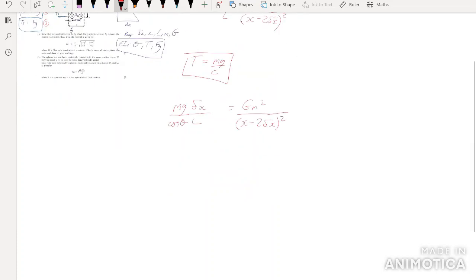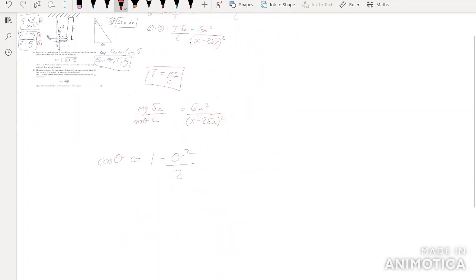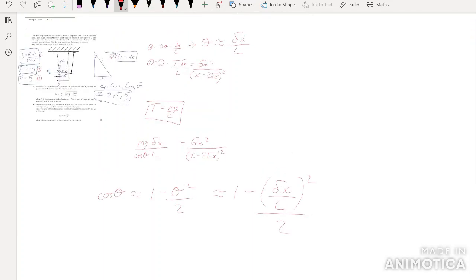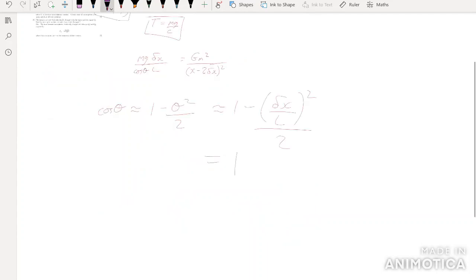Okay, and cos theta, well, theta is small, so cos theta is roughly equal to 1 minus theta squared over 2. But if theta is delta x over L, then cos theta is roughly equal to 1 minus (delta x over L) squared over 2. And if you were paying attention earlier, hopefully you'll immediately be very happy to see this delta x over L squared, because we can say then that cos theta is roughly equal to 1, because (delta x over L) squared is not something we keep. So cos theta is just 1.